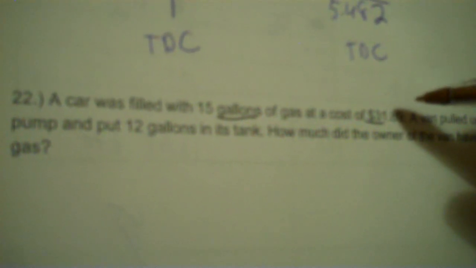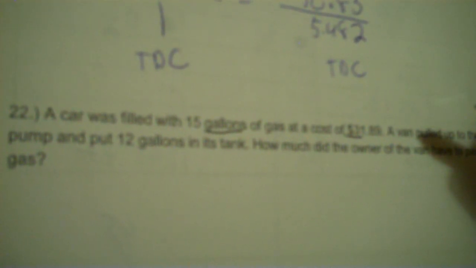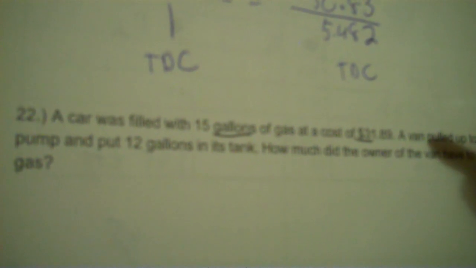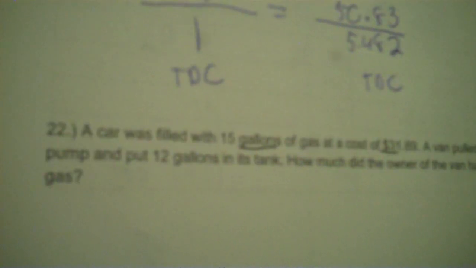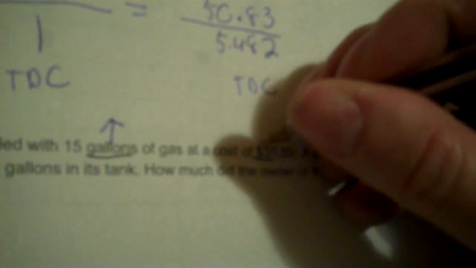A car was filled with 15 gallons of gas at a cost of $31.89. A van pulled up to the same gas pump and put 12 gallons in its tank. How much did the owner of the van have to pay for the gas? So we've been solving ones like these all along, okay? We might not have the unit rate, but we do have a ratio. But there's a question you're going to have to ask yourself, okay? As the gallons go up, what happens to the cost? It goes up. So that's a direct proportion.